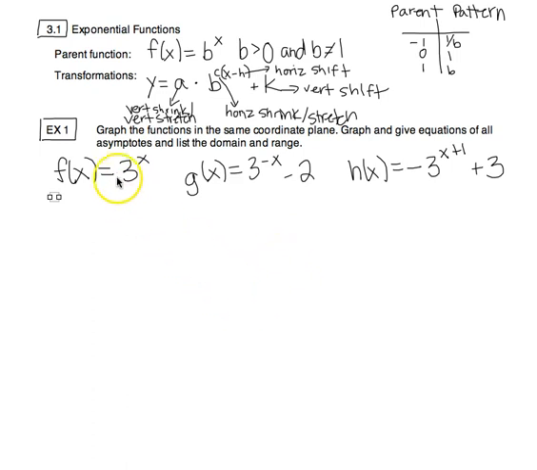So f of x is, hopefully you recognize, just my parent graph, and g of x and h of x are both transformations of that parent graph. Now here it doesn't ask us to list the transformations, so you don't have to, but it may be helpful to write them out as part of your work if that helps you. This one, since it's the parent, I'm just going to write out my parent pattern here. So -1, 0, 1. Since b is 3, that means I've got 1 over 3, 1, and 3.